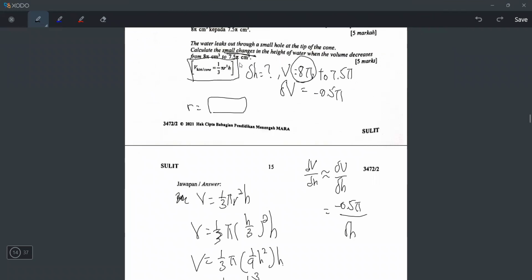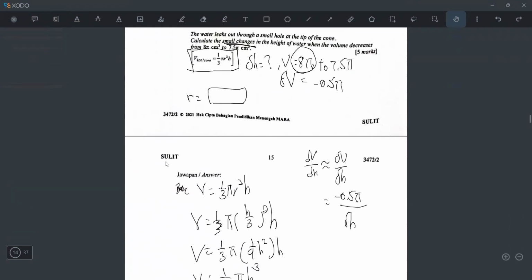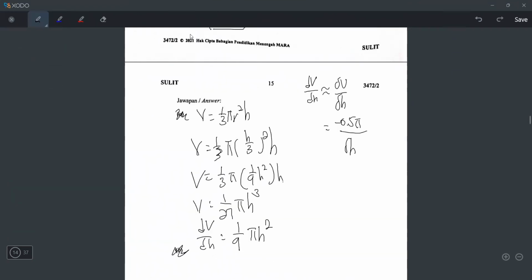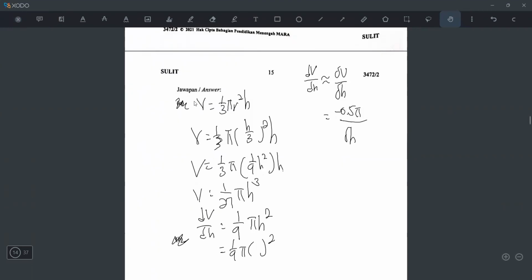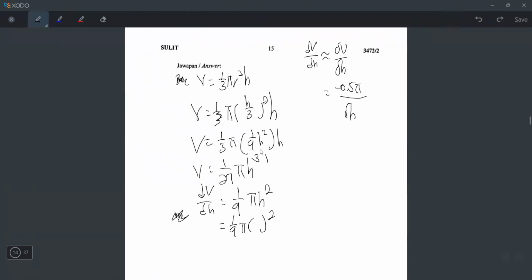You replace the original value. But this is not the original. This is the original value for v, not the original value for h. So how do you substitute it in? You have 1 over 9 pi h squared, and the h you have to replace with the original value, but this is the original value of v. So what you do is you have to go into the original equation and then come back out. So the v, 8 pi, you will substitute into this equation to get the h, all right?